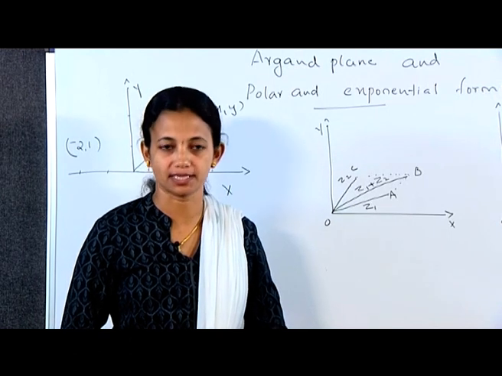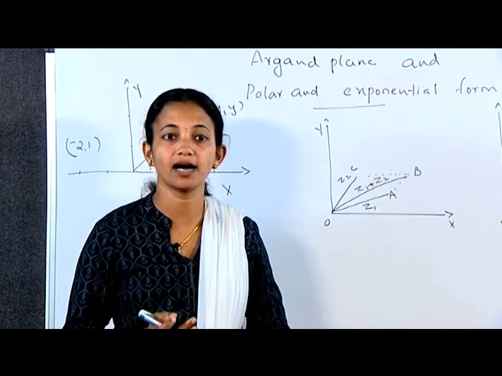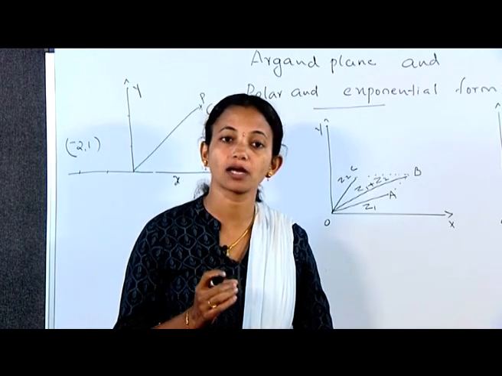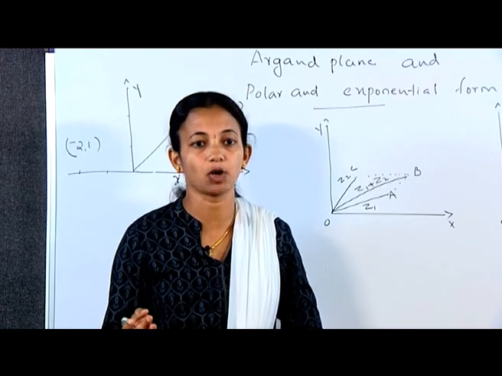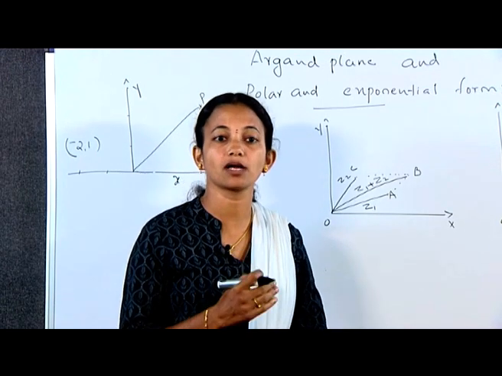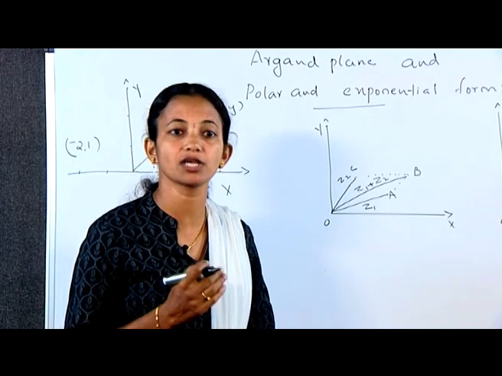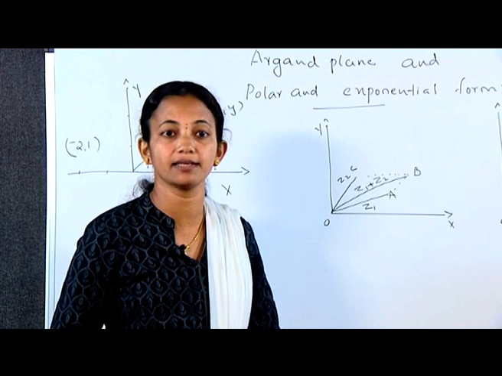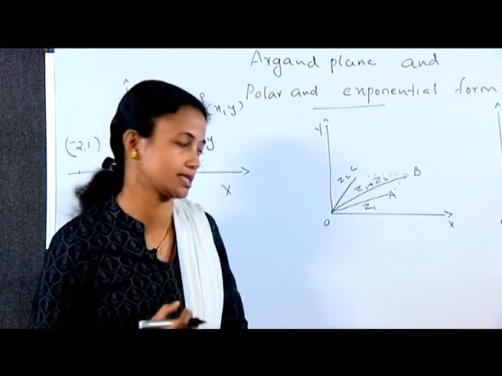Polar form of complex numbers. It is familiar that a point on the Cartesian plane can be represented by polar coordinates by taking the polar axis to coincide with the positive x-axis of the Cartesian system. Then the polar coordinates r, theta of a point P and the Cartesian coordinates xy of the same point are related by the equations x equal to r cos theta, y is equal to r sin theta.